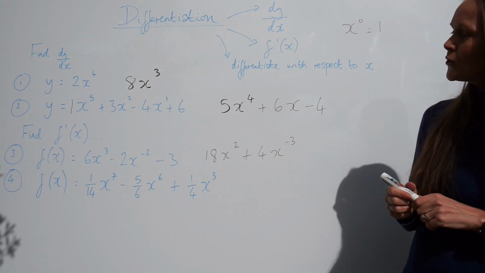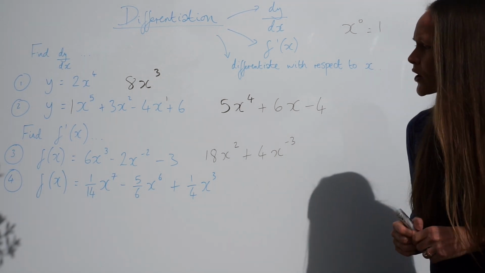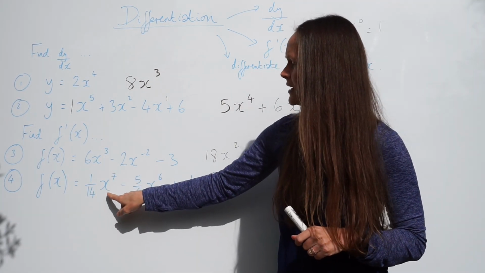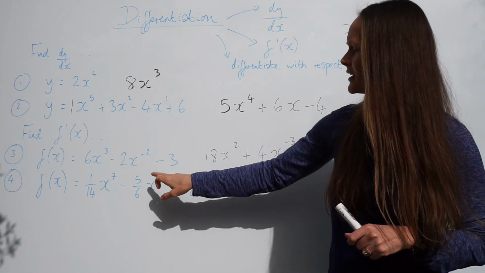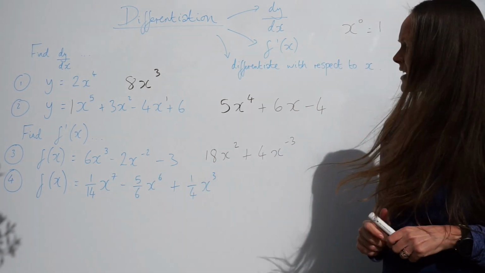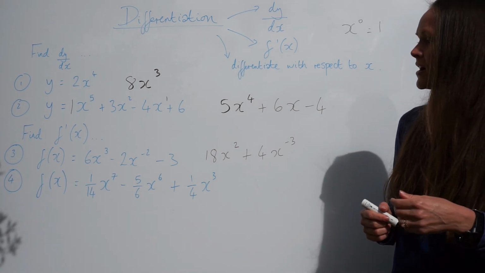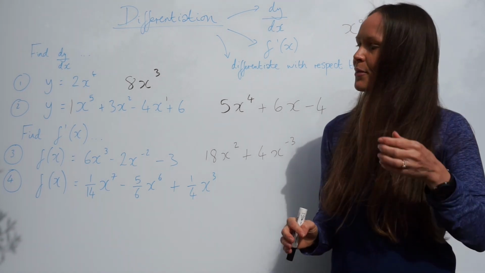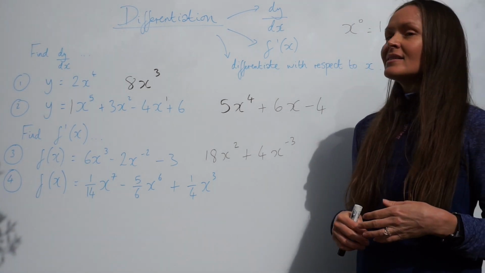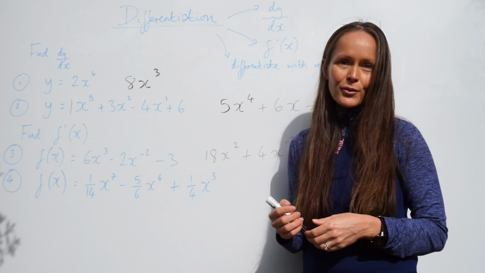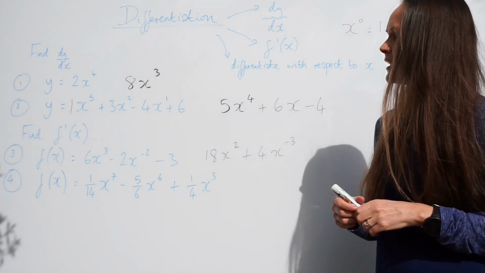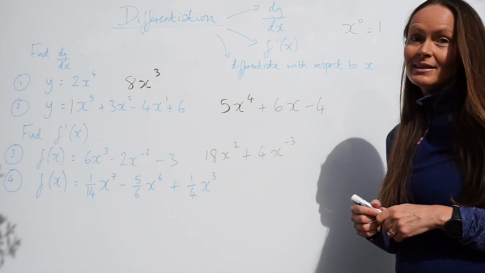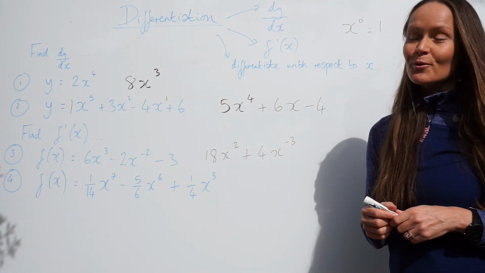Now, on to example 4. So this time it says f of x is equal to 1 over 14 x to the power of 7 minus 5 over 6 x to the power of 6 plus a quarter x cubed. So it looks really difficult with all these fractions, but it's exactly the same thing. It's just good if you can simplify your fractions as you go through the question. If you need some help with simplifying fractions, I do have another video on that, so you might want to watch that. That's quite useful.